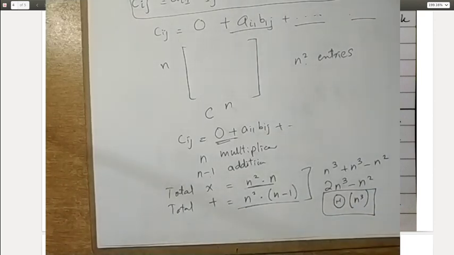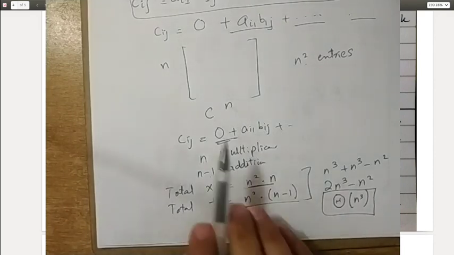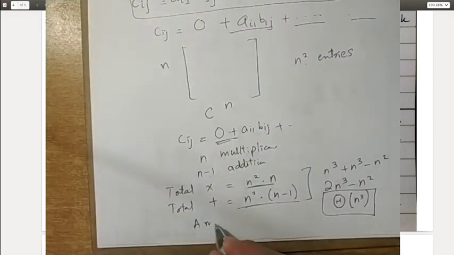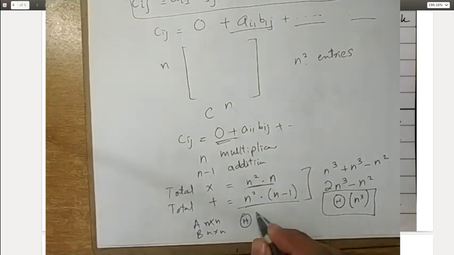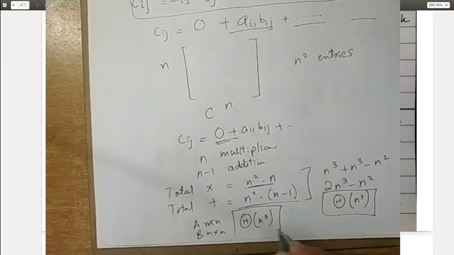If you want to multiply two matrices, you will need n cubed operations if A is n by n and B is n by n. You will need big theta of n cubed operations. Let me know if that makes sense.